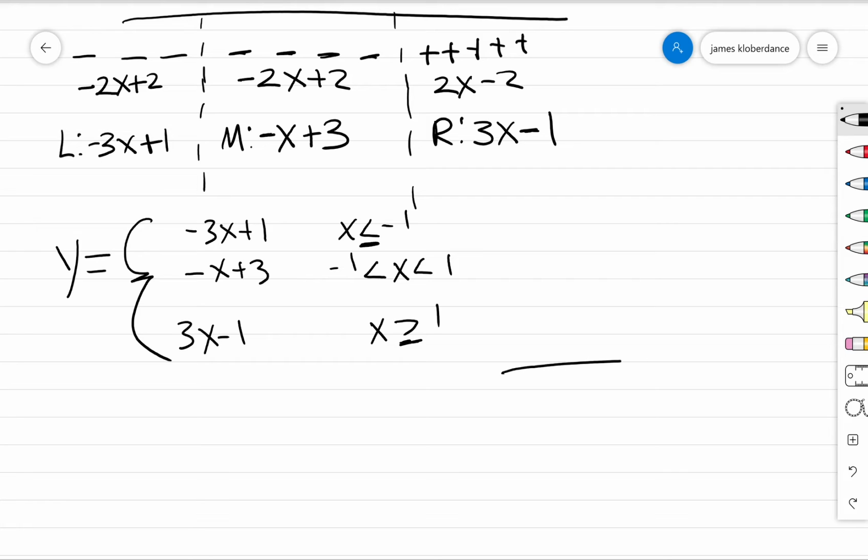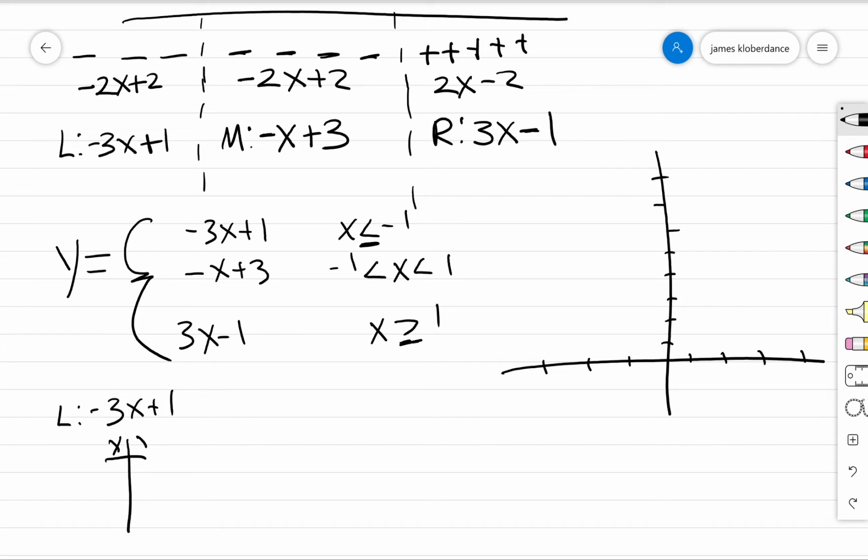So let's count: 2, 3, 4, 5, 6, 7, 8. 1, 2, 3. Okay, so let's graph this. So again, we have the left region, which is -3x plus 1. So I need to plug a point in, and that point has to at least include the boundary. So when I plug -1 in, I get -3 times -1 plus 1.